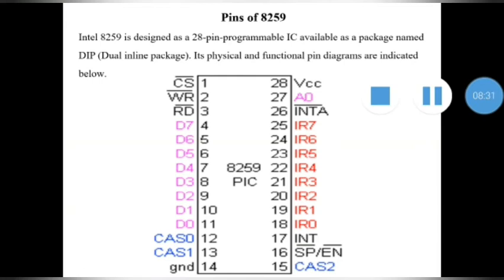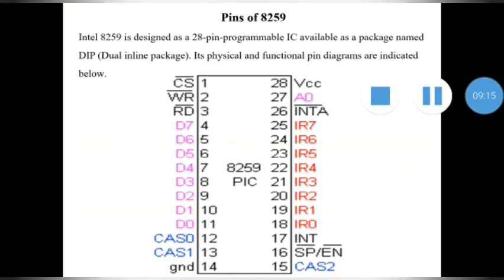In edge triggered mode, an interrupt service is requested by raising the IR pin from low to high and holding it high until it is acknowledged. In level triggered mode, it is requested just by latching it to the high level. Means these pins operate in two modes, edge trigger and level trigger.